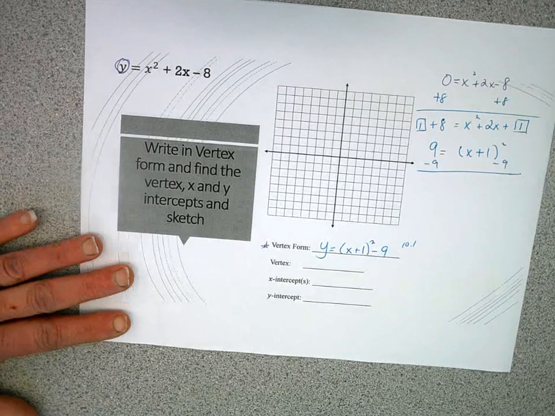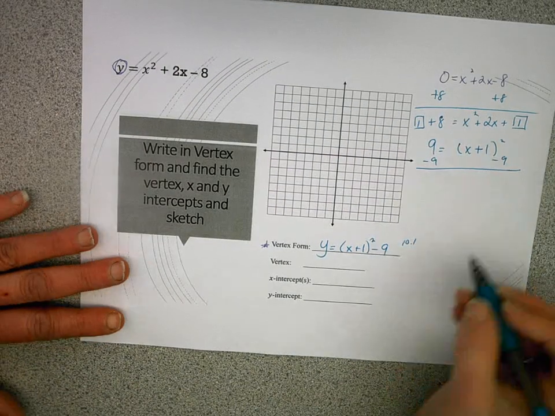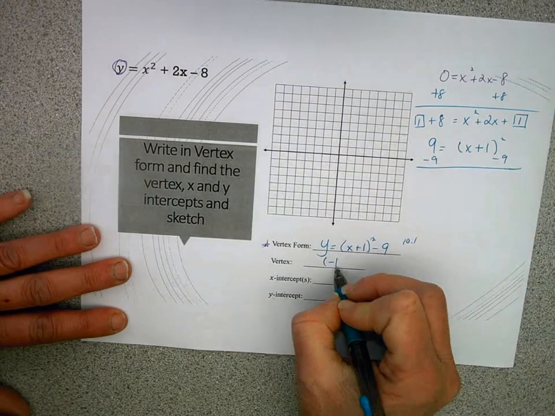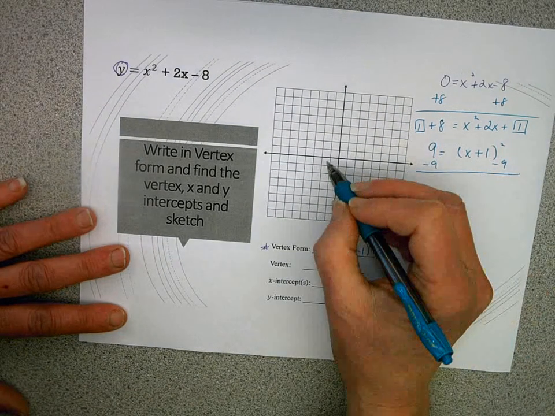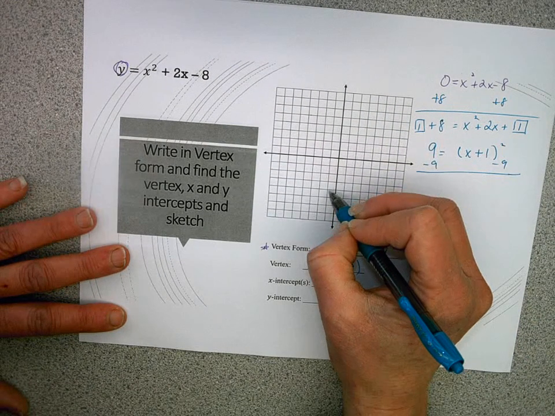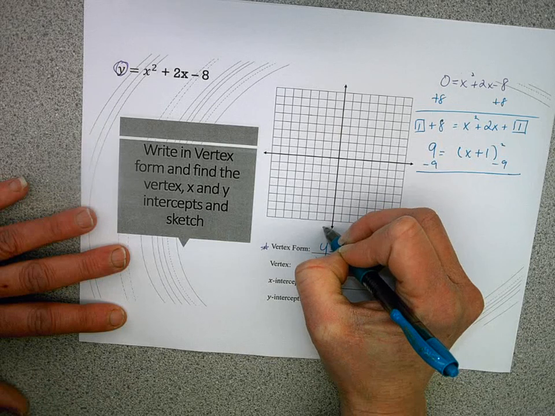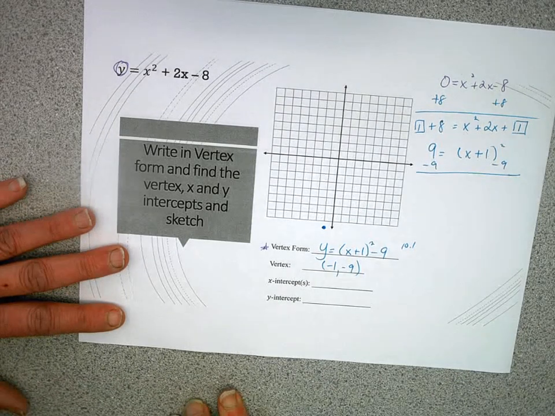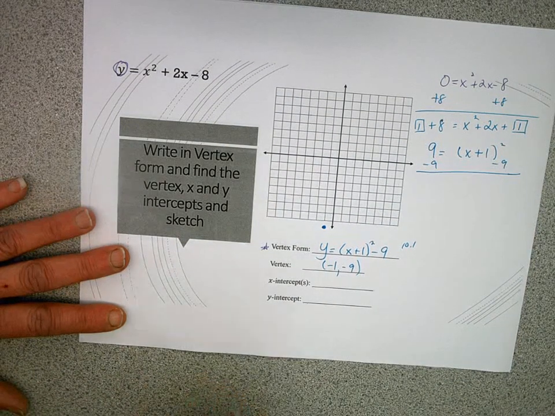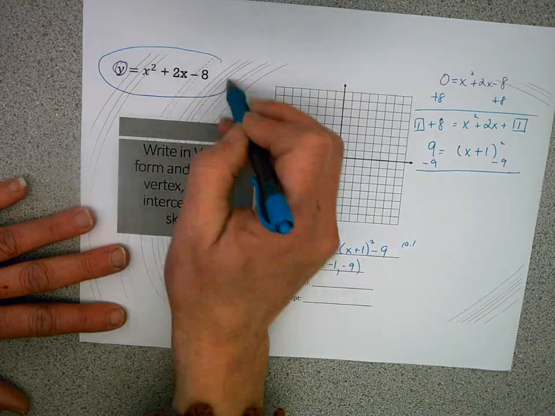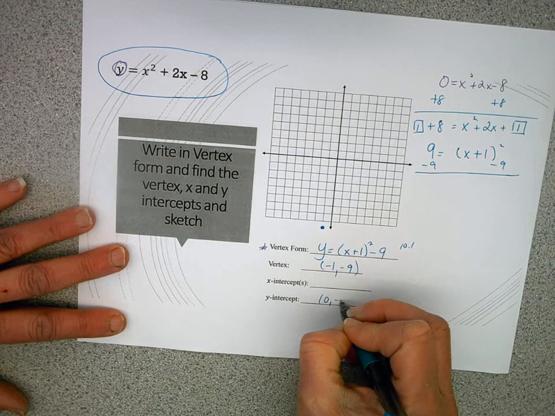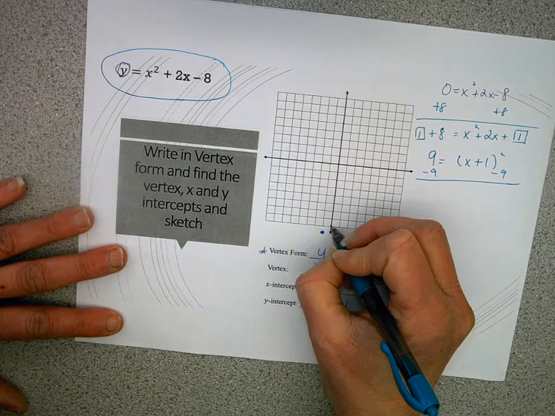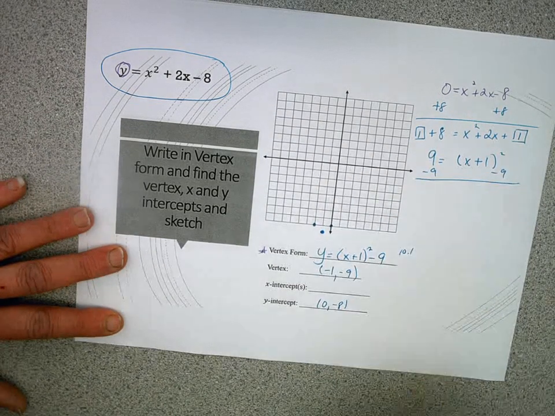Okay? That is going to tell you the vertex. Your h is negative 1 and your k is negative 9. So we're going to graph that. So negative 1, 1, 2, 3, 4, 5, 6, 7, 8, 9 goes off the graph a little bit. You should know from this equation in standard form what the y-intercept is. It is 0, negative 8. Now you might want to use that. You're also using the a value right there.